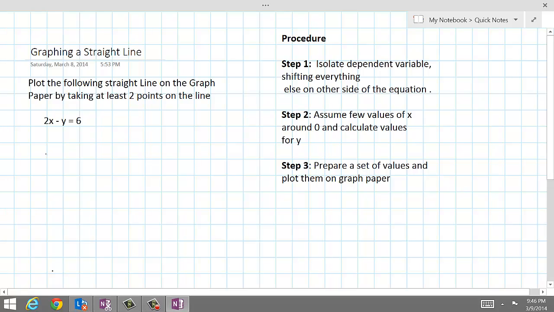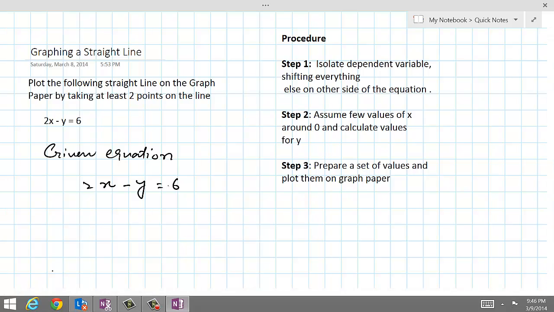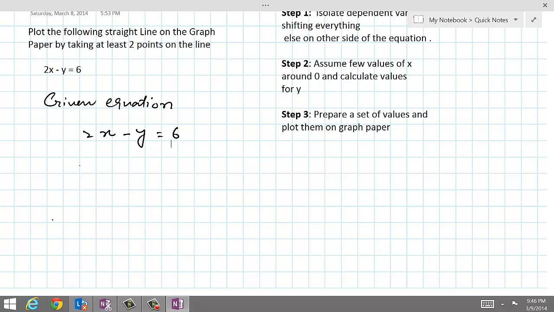So the given equation is 2x minus y equal to 6. For isolating y, the first thing we need to move from the left to the right side of the equation is any term independent of y. So we will be moving 2x. This implies 2x will be moved to the right. So we'll have minus y equal to minus 2x plus 6.